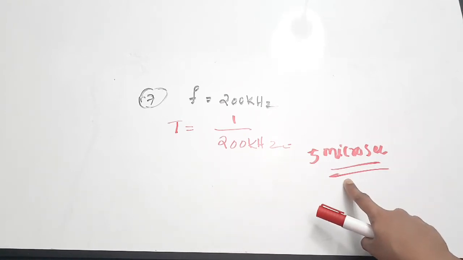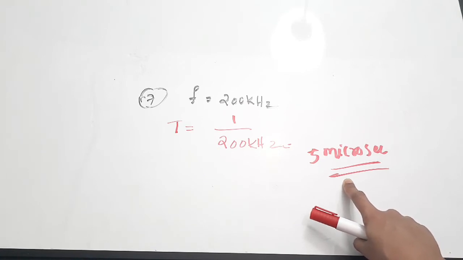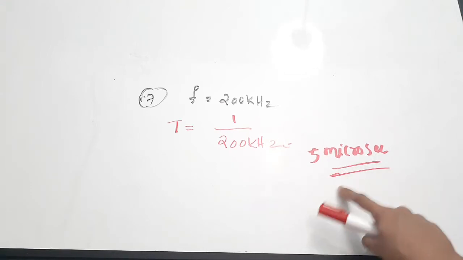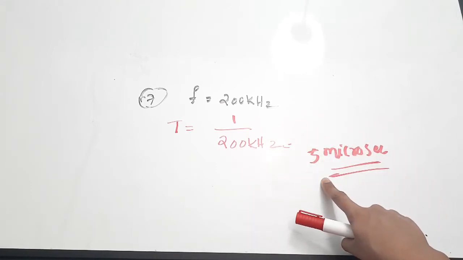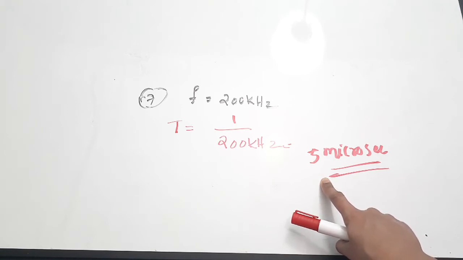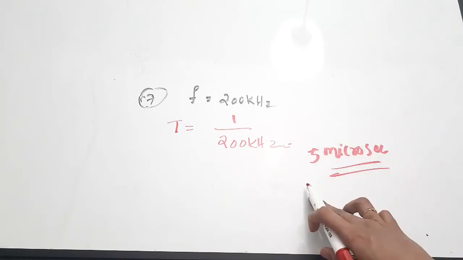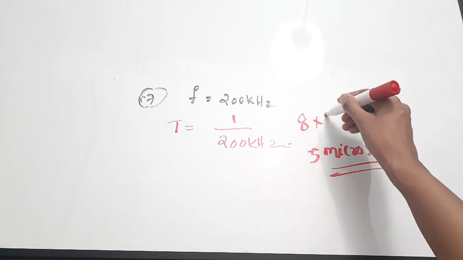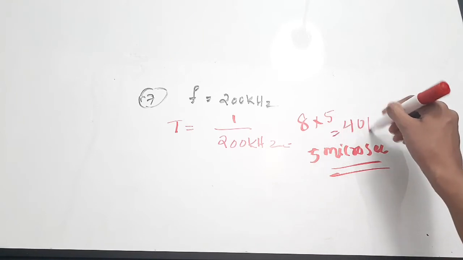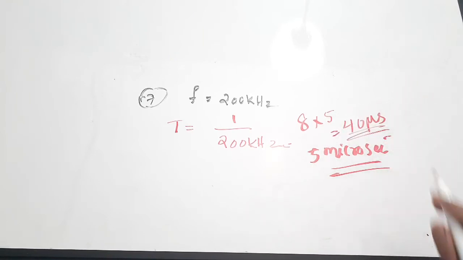Now this is the time period. The question is not what is the time period. The question is how much time is taken for 8 bits to enter. If 1 bit is taking this much time, we are going for a serial in shift register, serial in parallel out or serial in serial out, whatever, it is a serial input. So if the bits are entered serially, every bit will take this much time. So 8 bits means 8 into 5, that is 40 microseconds will be the time taken.